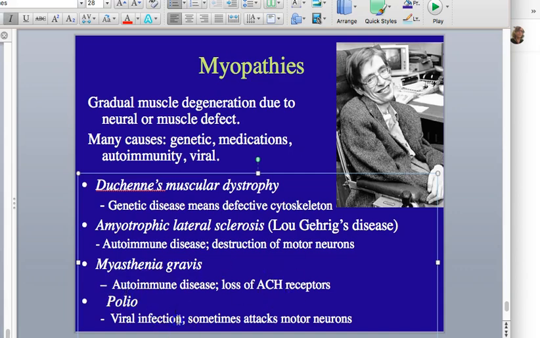Polio is a viral infection that's been eradicated mostly in the U.S. We don't even use polio vaccines anymore. This is an older disease. Other parts of the world though still do have polio because they don't have the vaccines. So that's a problem. What this does is it attacks those motor neurons, so if you don't have the motor neuron stimulating the muscle, it atrophies. You can't use it anyway, and that is problematic.